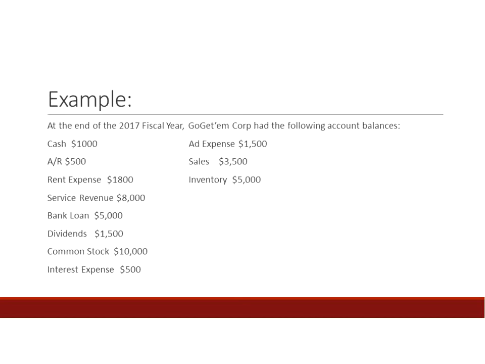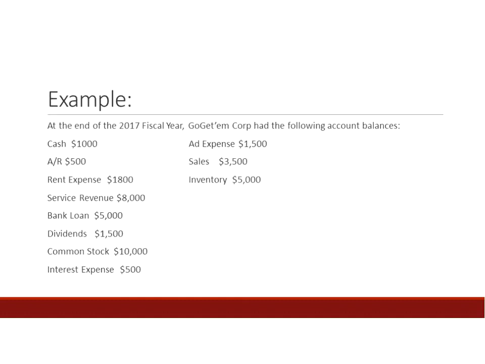So we have this information at the end of the fiscal year for Go Get 'em Corp. We have the following balances available. So the first thing we need to do is understand whether they are temporary or permanent. So let's go through these accounts and just validate what type of account we're dealing with here.